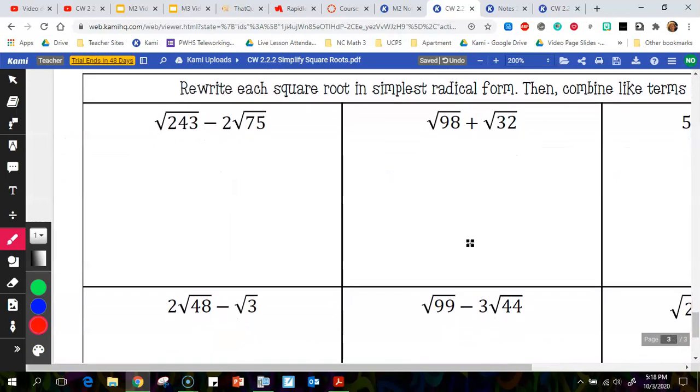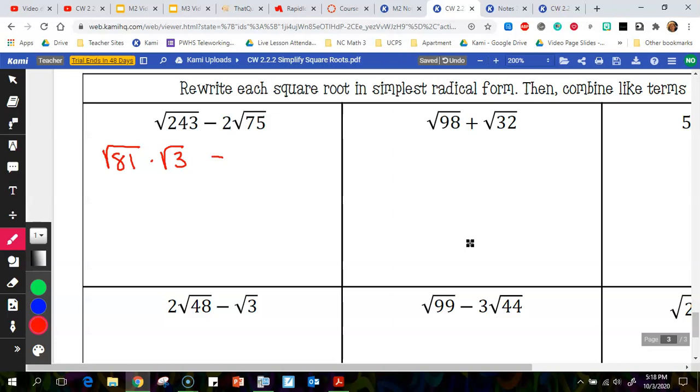Okay, so let me show you how this one works. So let's see, 243, I'm just going to tell you, that's going to be 81 times 3. So this is the square root of 81 times the square root of 3. So first thing I need to do is simplify these into simplest radical form.